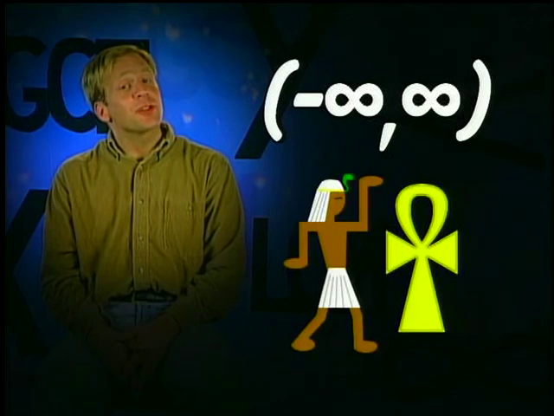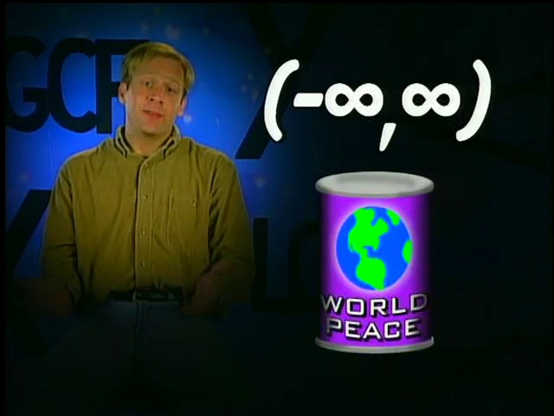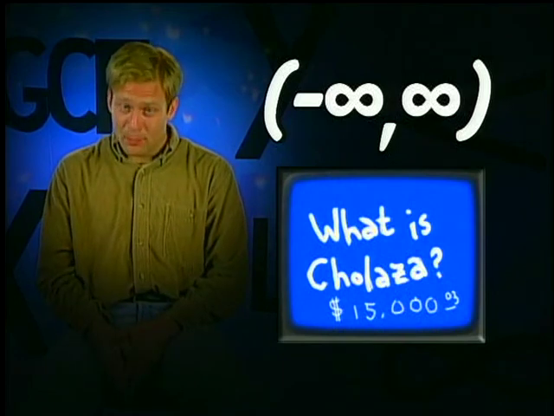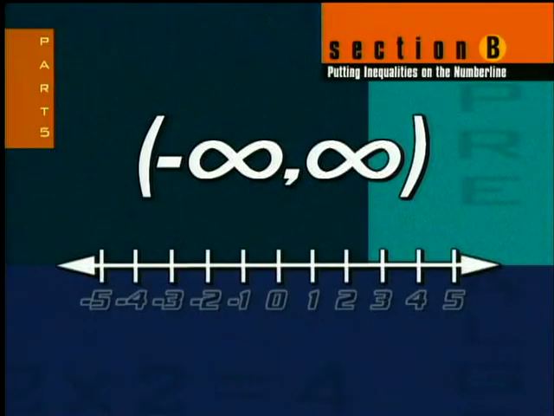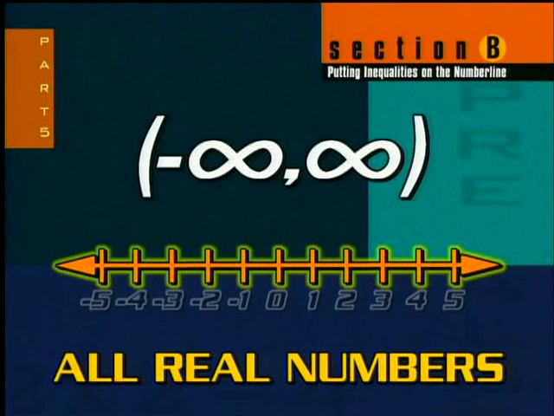Now, we can even see something as seemingly cryptic as this. But don't worry, it's not Egyptian hieroglyphics. And unfortunately, it's not the recipe for world peace. It's not even the answer to a Final Jeopardy puzzle. But it is the interval that symbolizes all real numbers. Every last one. To put it on a number line, we simply shade the whole thing all the way through both ends. This represents all real numbers.